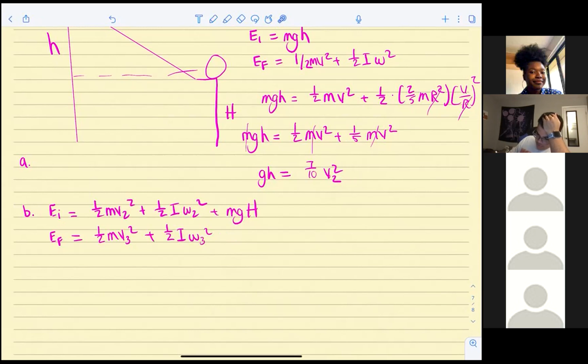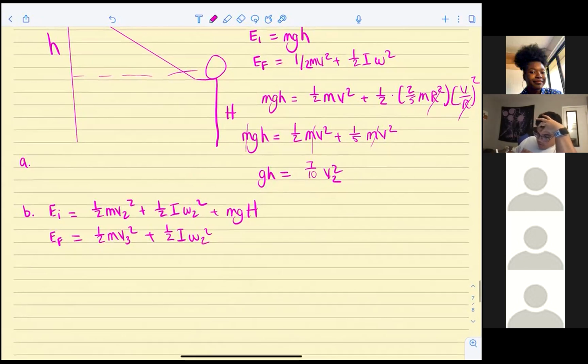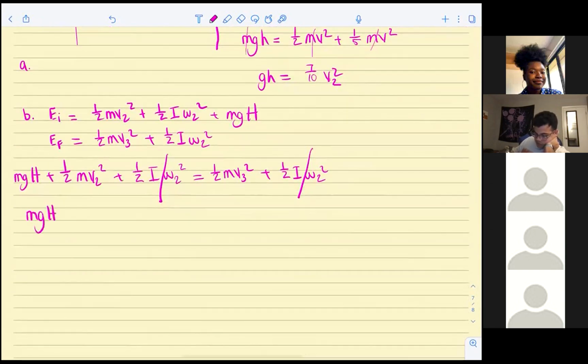Now the question is, between this point and the floor, does the rotational kinetic energy change? No, it doesn't, right? Because there's nothing to cause it to rotate. So omega 2 and omega 3 are the same. So it's actually just omega 2. So when I equate them, I have 1/2 m v2 squared plus 1/2 I omega 2 squared equals, oh, plus mg capital H plus that, right? So the rotational terms cancel, and I've got mg capital H plus 1/2 m v2 squared equals 1/2 m v3 squared. Pretty simple. Now solve for v3.